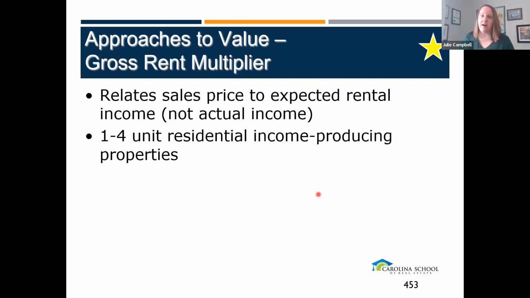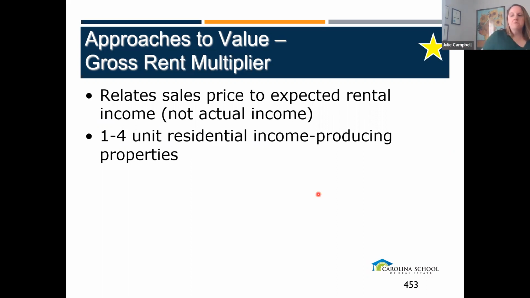The gross rent multiplier, what I affectionately refer to as the germ, relates the sales price of the property to their expected rental income. They may not know what the property's renting for, but they can compare their purchase to what they think they're going to collect in rent. Basically, the GRM answers the question for the investor, how long will it take me to get my money back? The lower the germ, the better. The lower the germ means the faster the investor will get their money back.